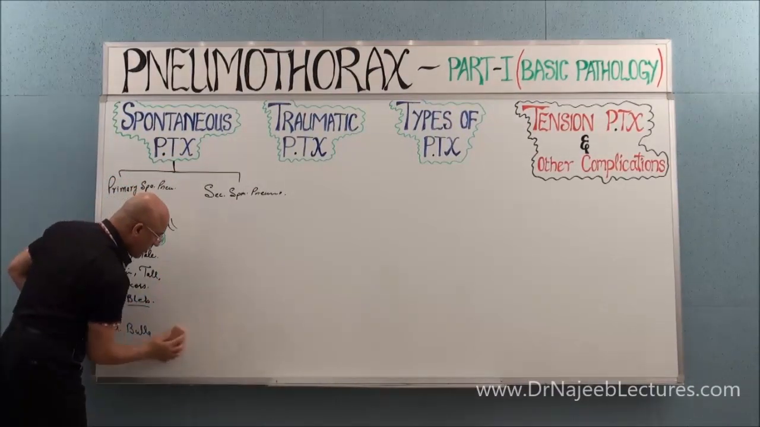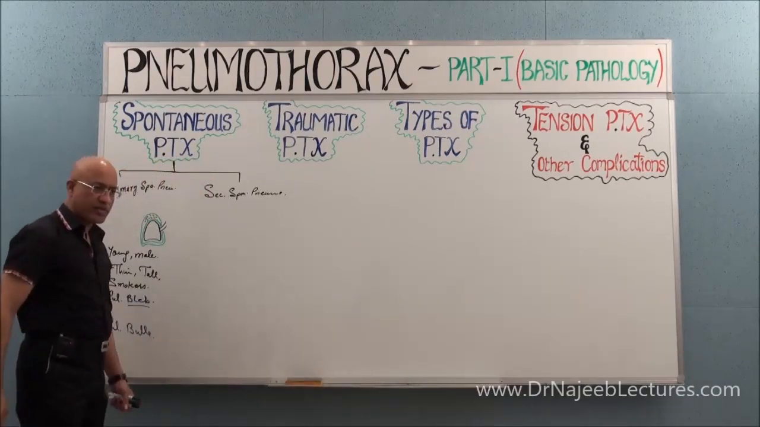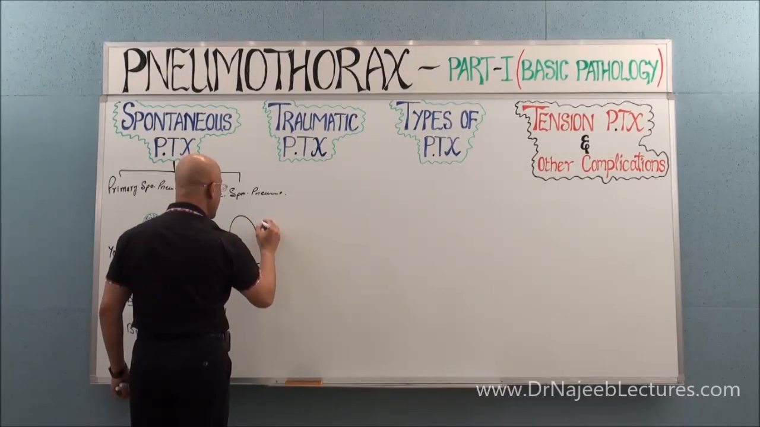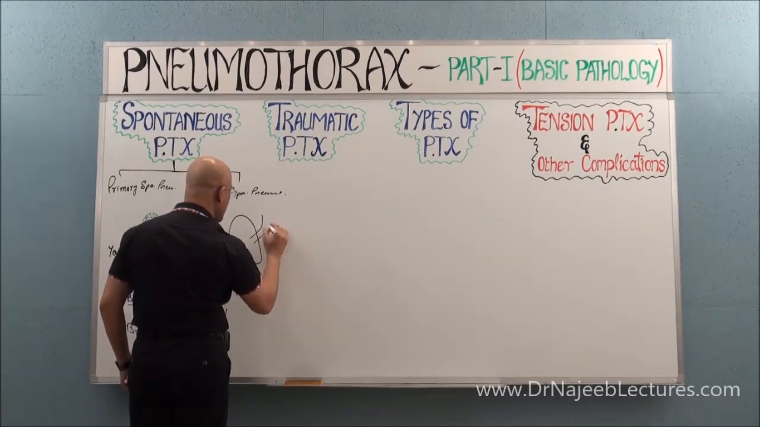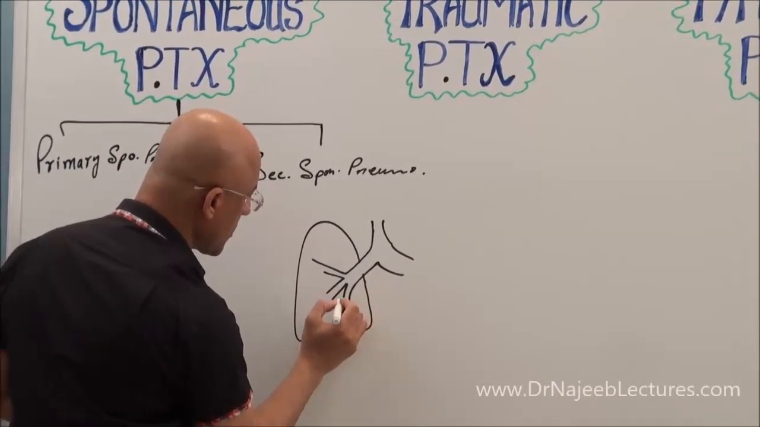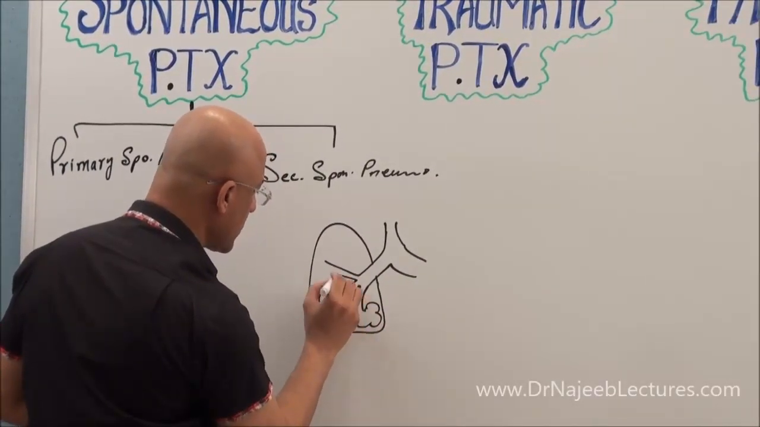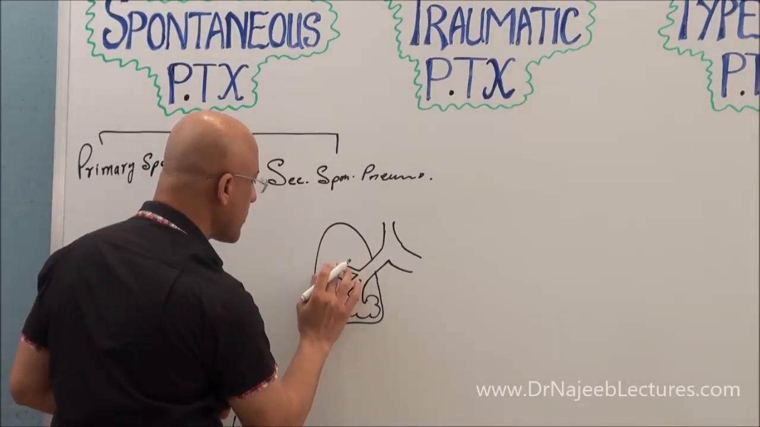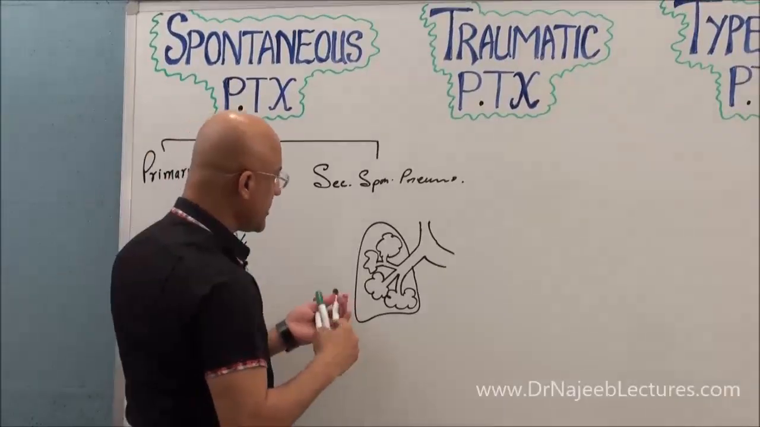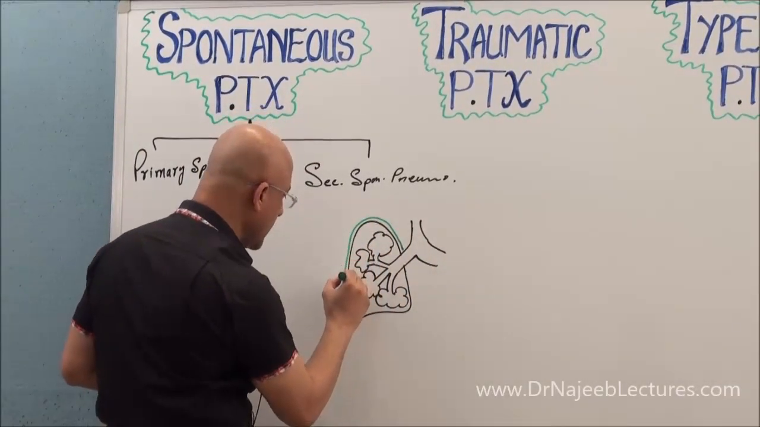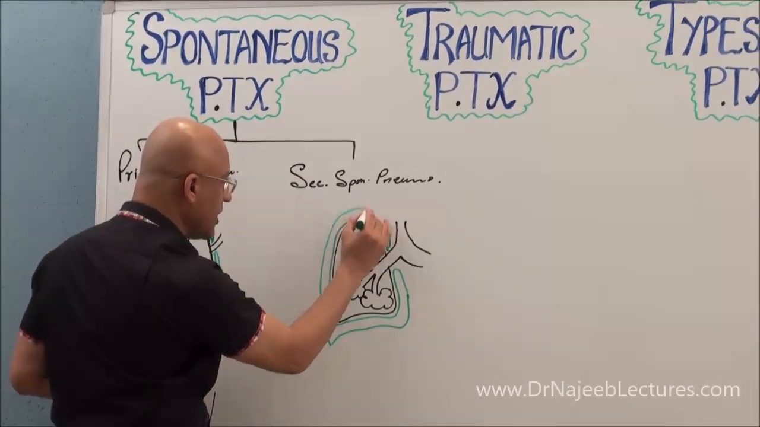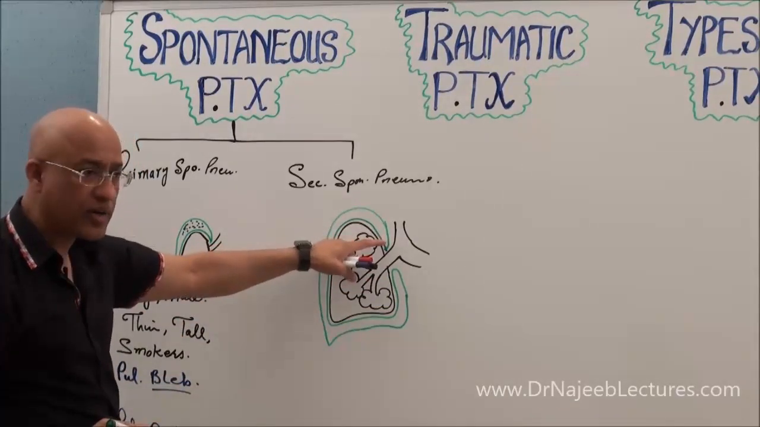Now we come to secondary spontaneous pneumothorax. What is secondary spontaneous pneumothorax? We'll go back to our discussion. Let's suppose here is your beautiful lung, and here are your airspaces. So, a simplified diagram, and here is your visceral pleura, and here is the mediastinal pleura on this side, diaphragmatic pleura, and the other part of the pleura, which is parietal pleura. This is the outer pleura.